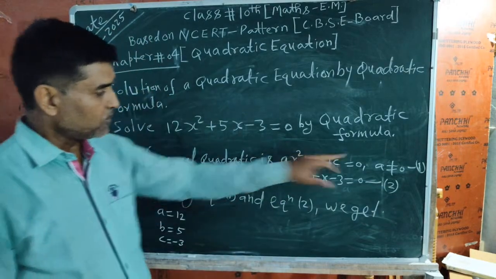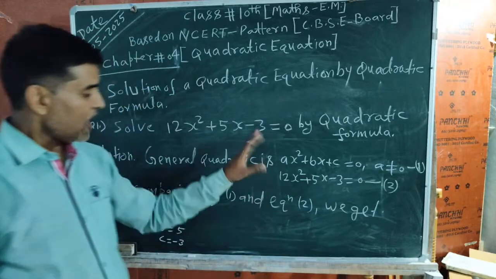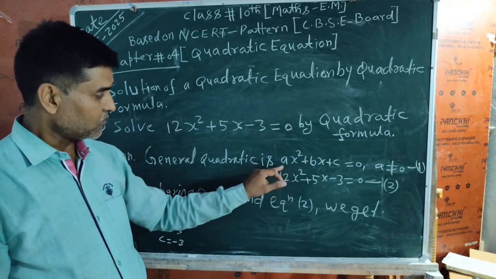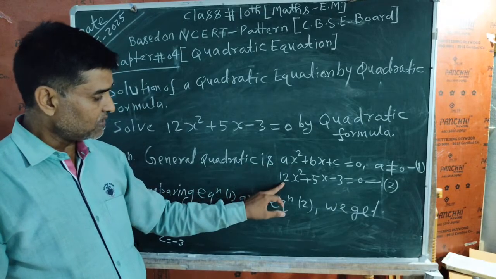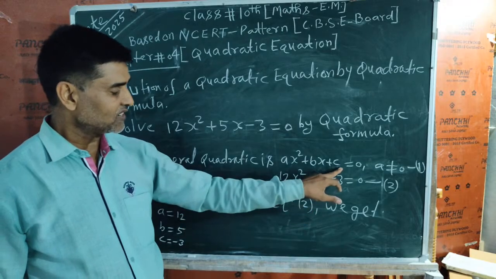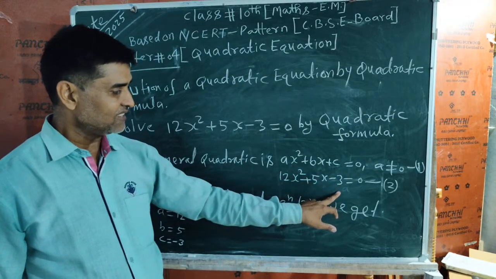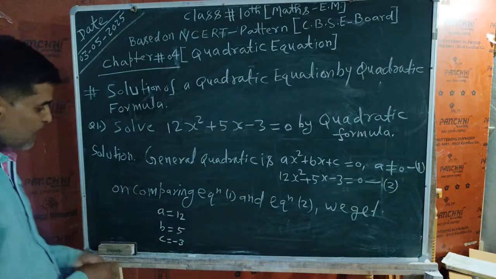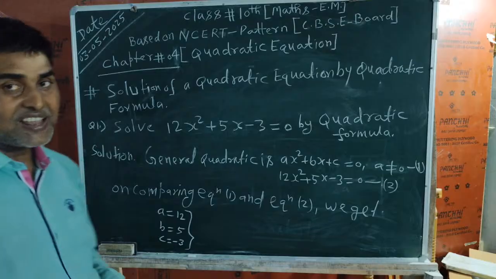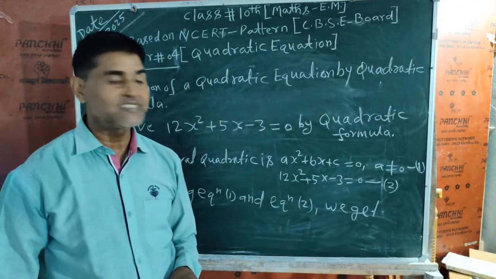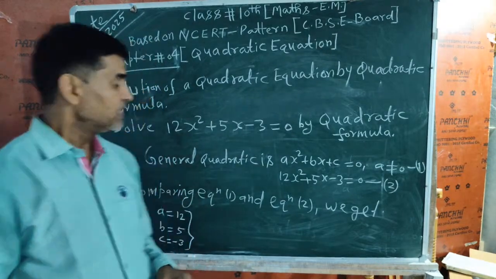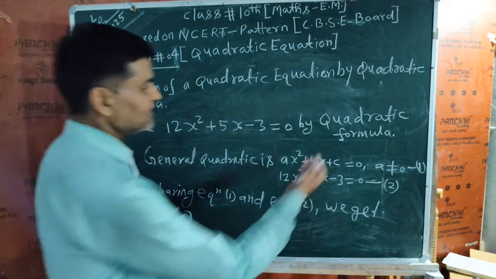Now I will compare equation number 1 and equation number 2. It means I take the value of a, available here as 12, the value of b, available here as 5, and the constant term c, which here is minus 3. After comparing I will write it here because it is important, because we have to use the Sridharacharya method. In other words, this is the quadratic formula, written here as quadratic formula.